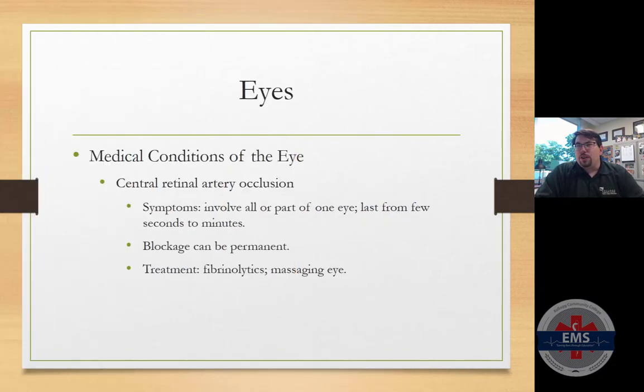Symptoms for retinal artery occlusion involve all or part of one eye and can last from a few seconds to a few minutes. Now, here's the deal. If the blockage isn't corrected, it can be permanent, right? Most of the treatments you're going to see are going to be fibrinolytic therapies to break up any clots. That's the most common. And then, believe it or not, actually massaging the eye.